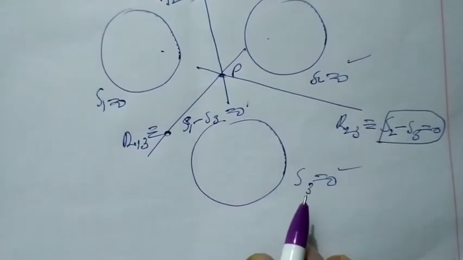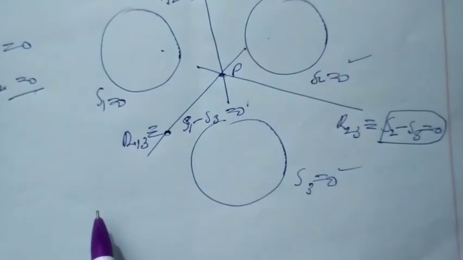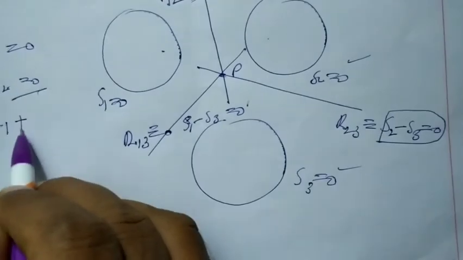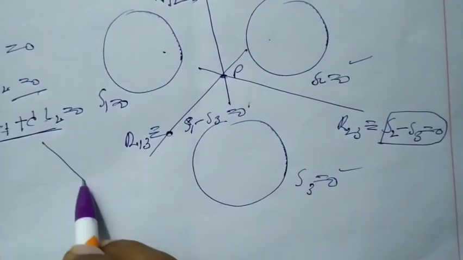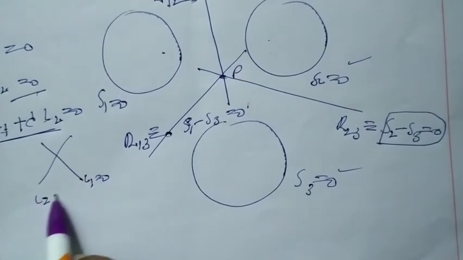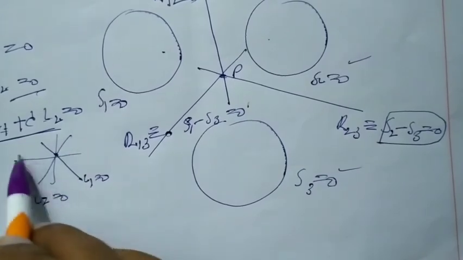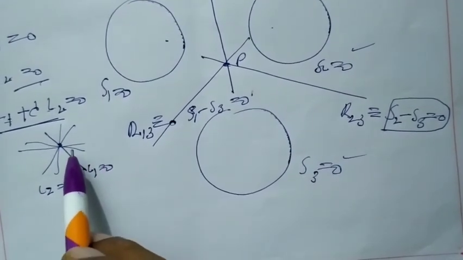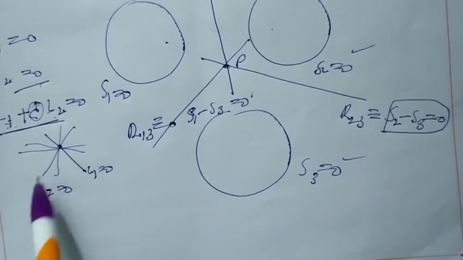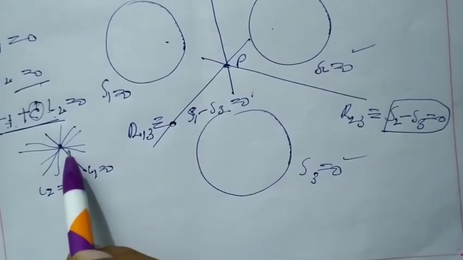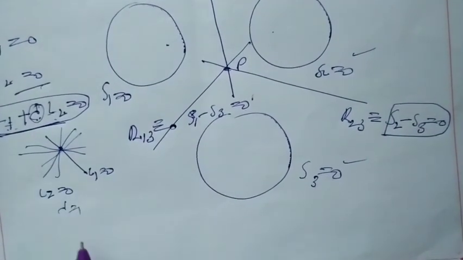How can you represent concurrent lines? Suppose L1 is equal to 0 and L2 is equal to 0 are two lines. Then L1 plus lambda L2 is equal to 0 represents a family of lines passing through the point of intersection of L1 and L2. Suppose they are intersecting at point P, then there exist a number of lines passing through this point of intersection. There exist infinitely many lines, all represented by this equation, L1 plus lambda L2 is equal to 0. For lambda equal to 1, we get a single line.